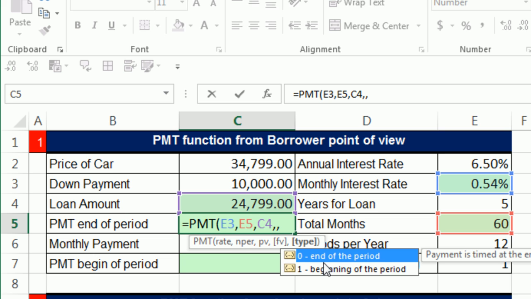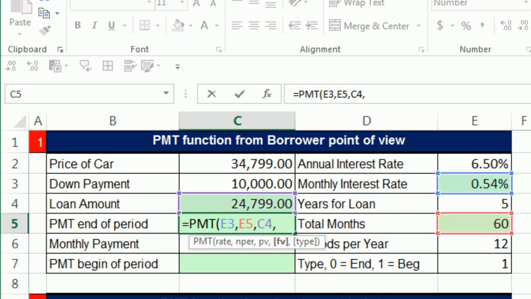So guess what? I don't need to put that in. Comma, I backspace and get rid of that. Not only that, but since there's no future value, I can backspace and get rid of that. So for most payments on consumer loans, that's all you have to put in. We'll see examples of those last two arguments a little bit later.